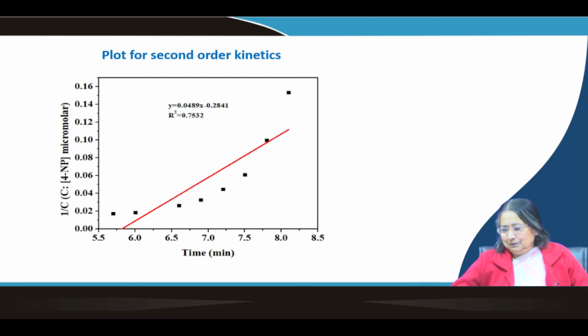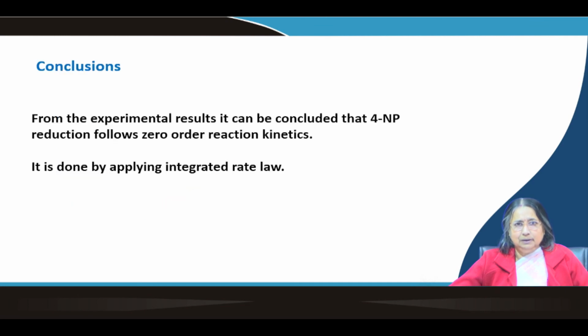Okay. So, I think this is one good example to determine the order for a particular reaction. Now, from this lecture we have learned that the 4-nitrophenol reduction follows the 0 order reaction kinetics, and it is done by applying the integrated rate law.